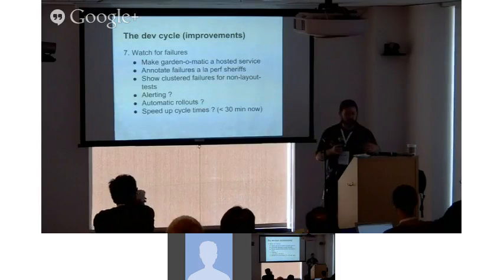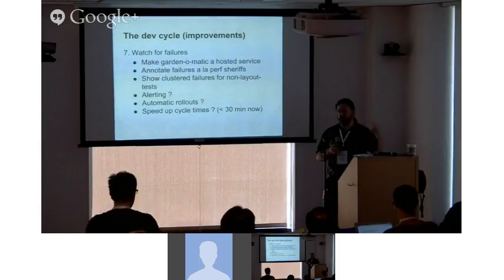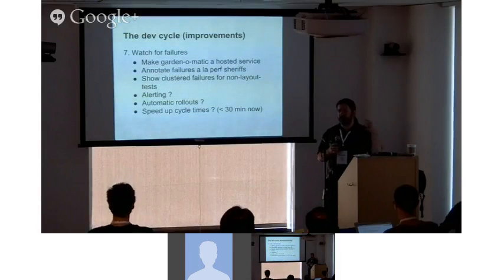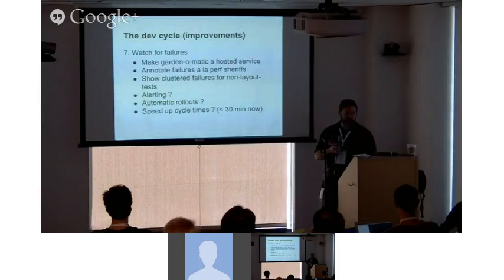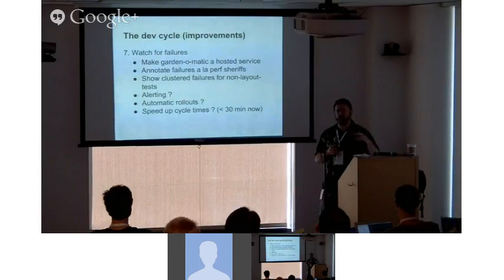If you are watching for failures, bring up Garden-O-Matic. Garden-O-Matic is by far the best way, in my experience, to actually see what's broken on the tree. It's way easier than trying to parse all of the columns and rows of data on the build bots. I would love to make this a hosted service. So rather than you having to run this locally, we should just have another Google App Engine app or something where the current state is reflected.